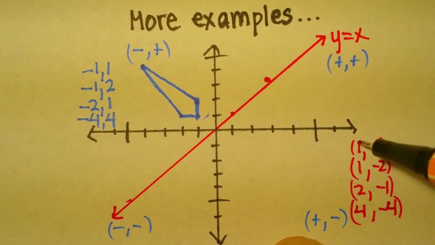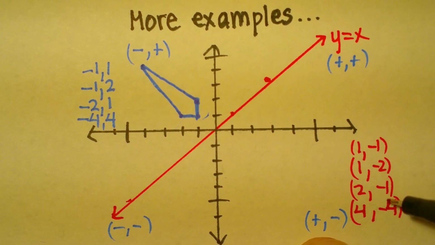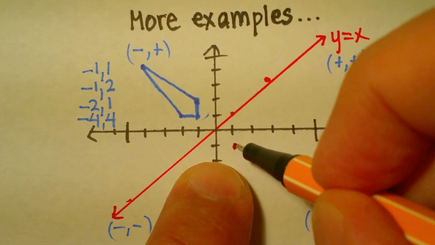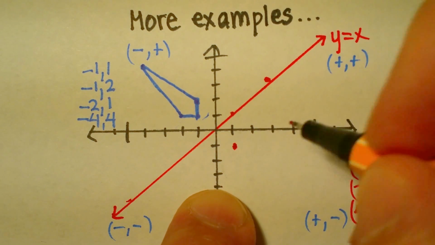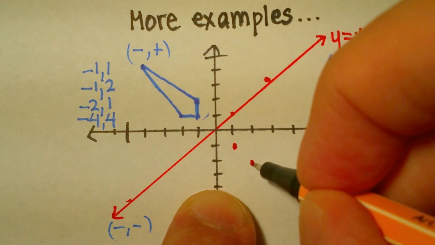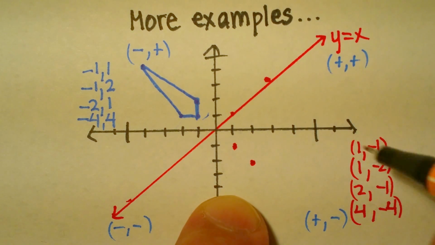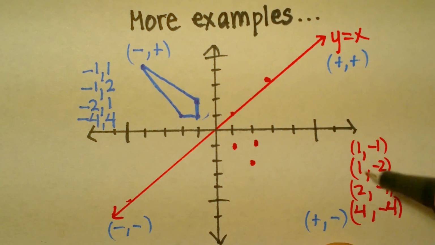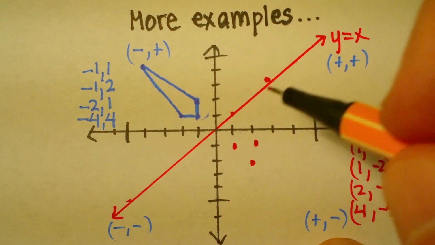Again, reflecting that all the x's are positive, all the y's are negative. And let's go ahead and graph these. Let's see what they come up with. Positive 1, negative 1. Positive 1, negative 2. Positive 2, negative 1. And then positive 4, negative 4.